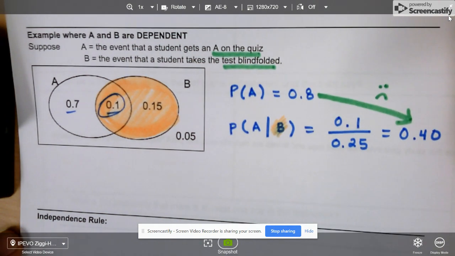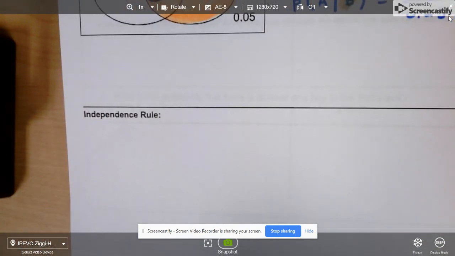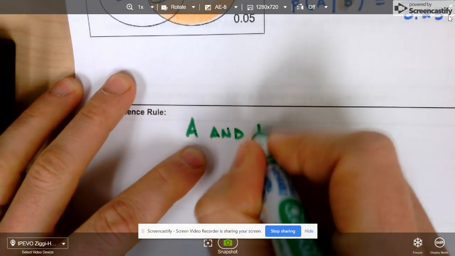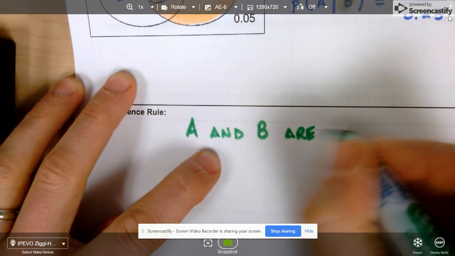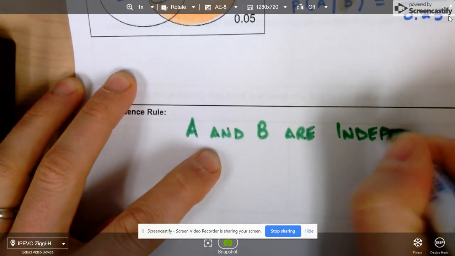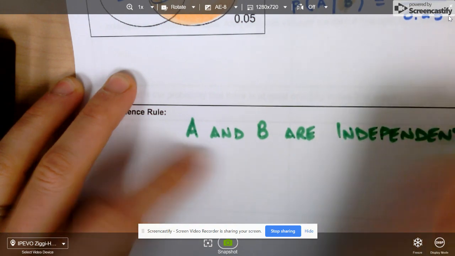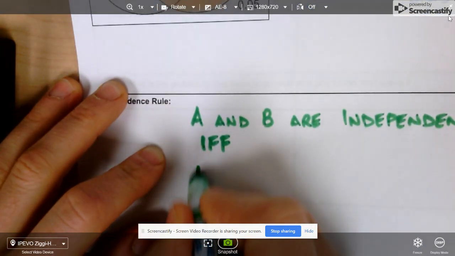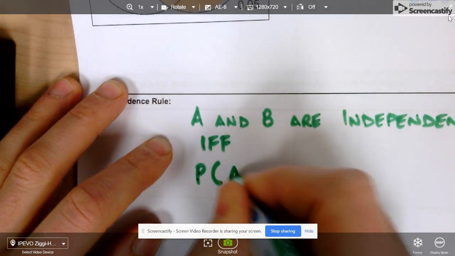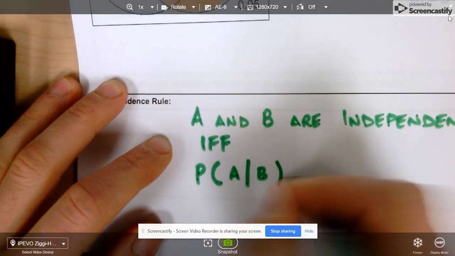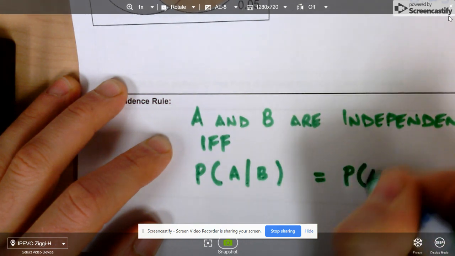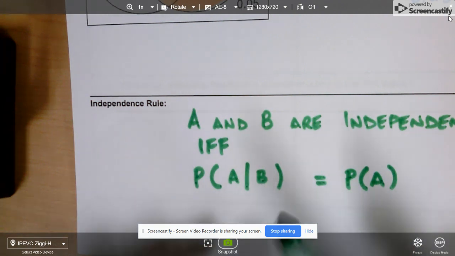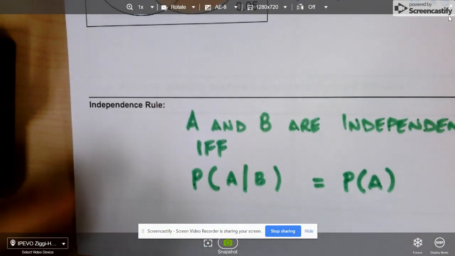So in sum, here's what I want you to get out of this. We have an independence rule, and the independence rule goes like this. A and B are independent if and only if the probability that A happens given that B happens is the same as the probability of A. This statement is basically like saying B happening doesn't change the likelihood that A happens.